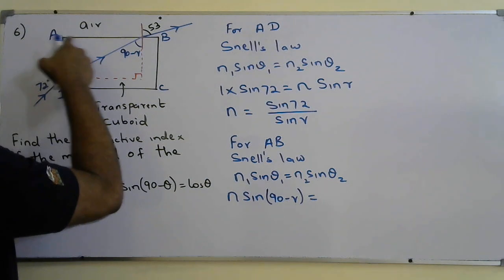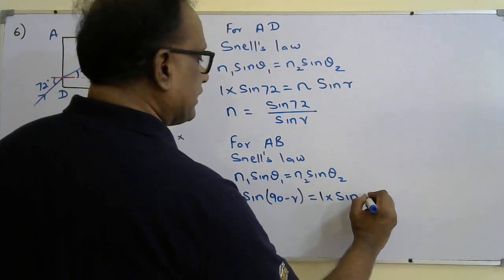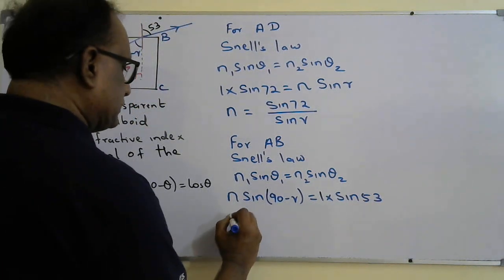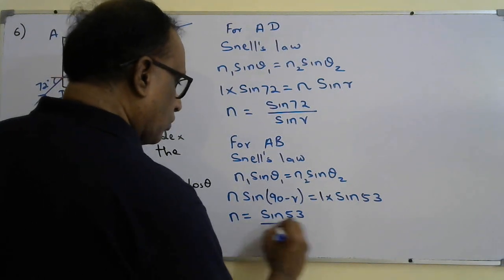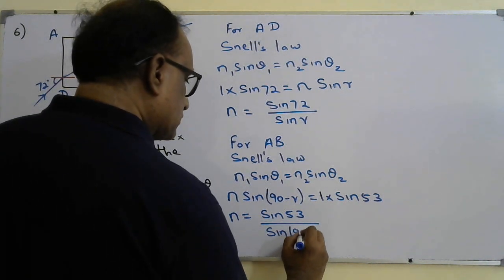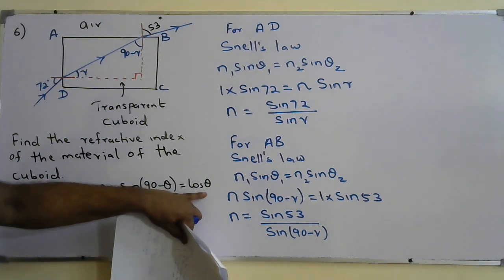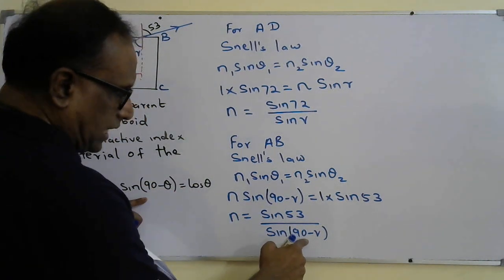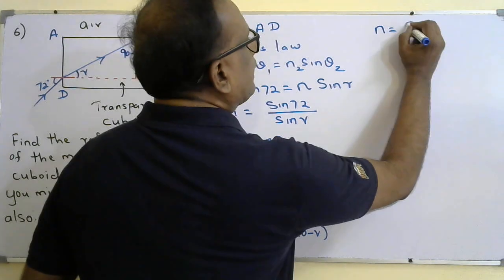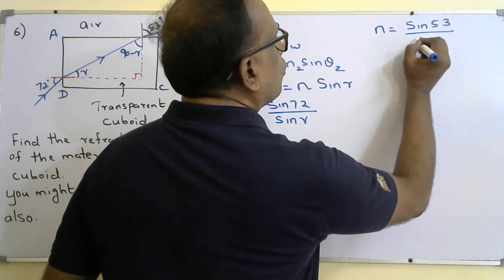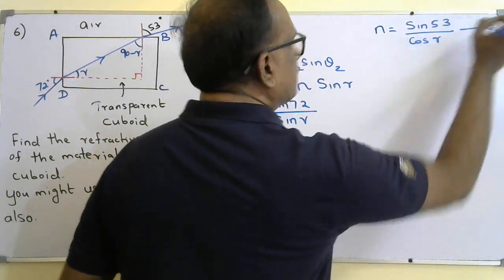n2 is the second medium I'm using for this boundary, that is air, which is 1 into sine 53. So if I make n the subject here, n is going to be sine 53 over sine 90 minus r. But here they have given a relationship, sine 90 minus theta equals cos theta. So sine 90 minus r equals cos r. So I can write n equals sine 53 over cos r. Keep it as the second equation, this is the first equation.